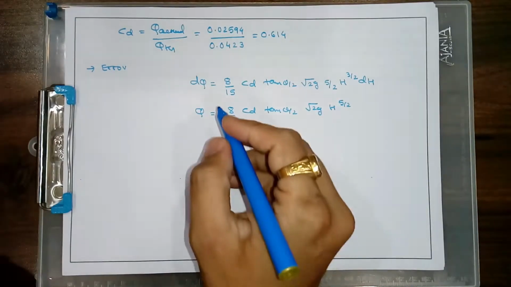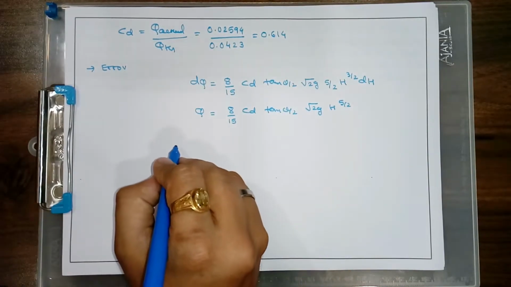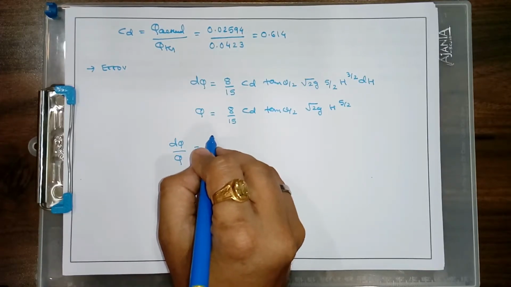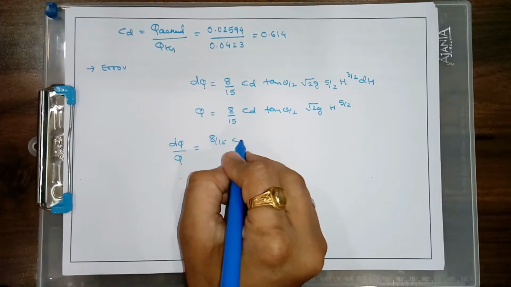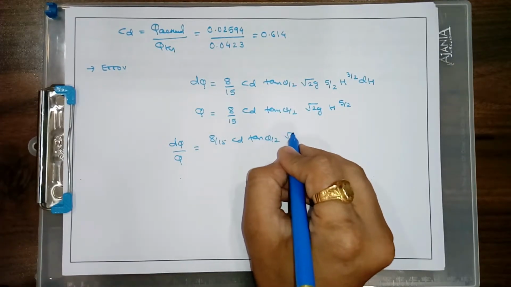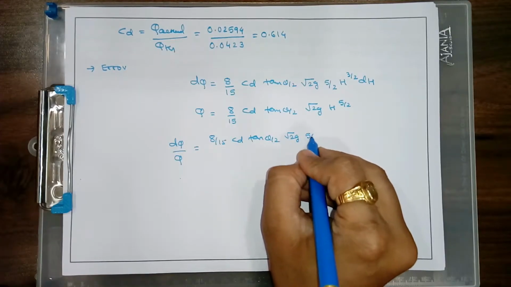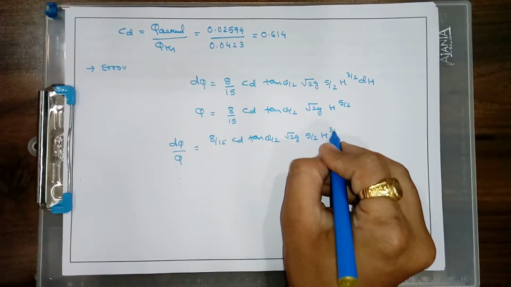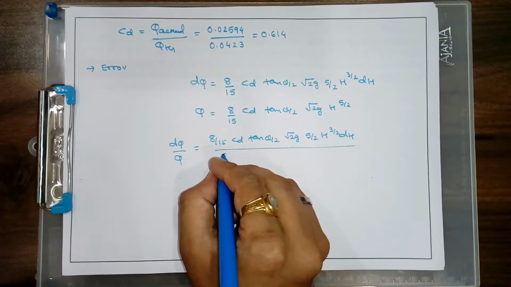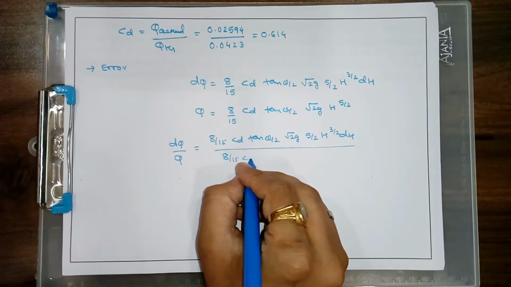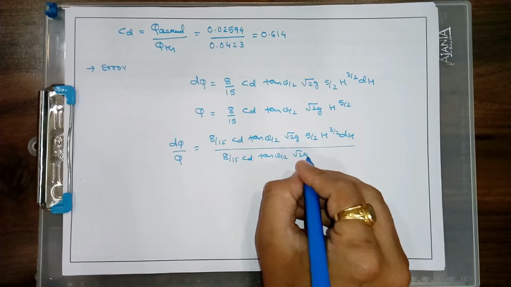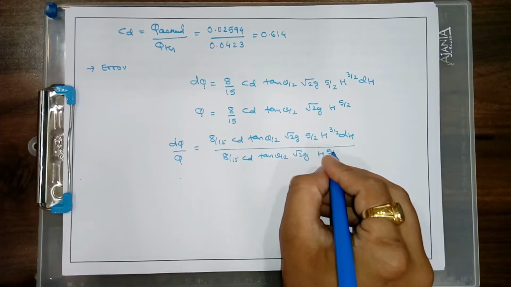Now we are taking the ratio of these two equations. So we get dQ by Q equals 8 by 15 CD tan theta by 2 into root 2g into 5 by 2 h to the power 3 by 2 into dh, divided by 8 by 15 CD tan theta by 2 under root of 2g into h to the power 5 by 2.